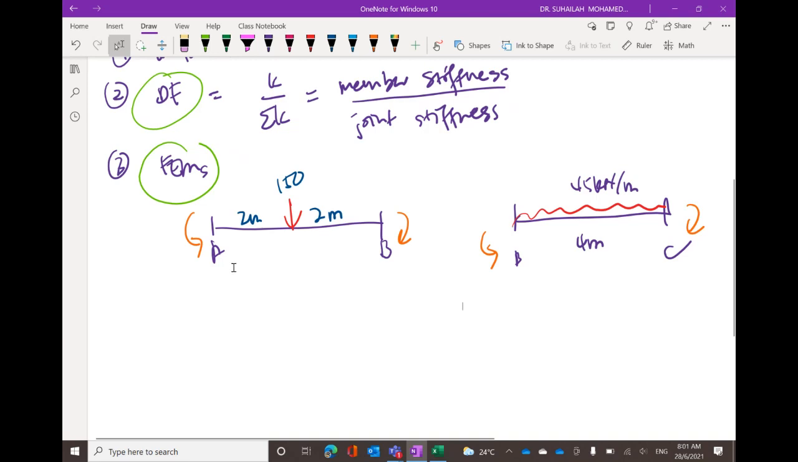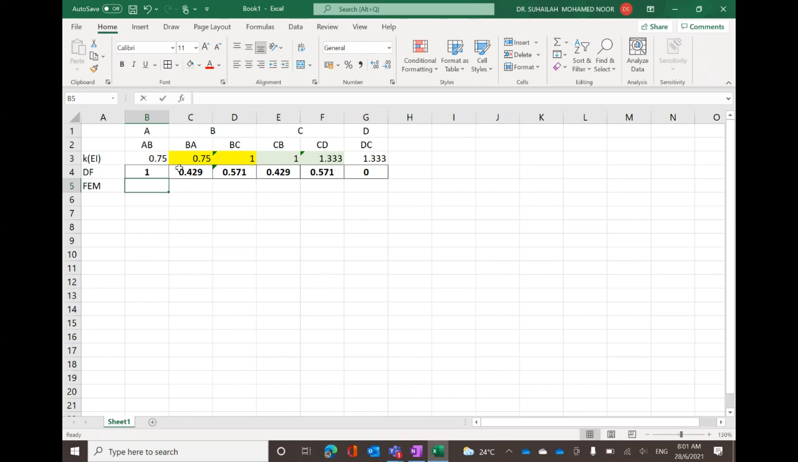For AB, we have a 150 point load. The length is 4 meters, so we will use PL over 8 for the moment. For the sign, FEMAB is negative because it is opposite with the sign convention. Our sign convention is clockwise. So FEMAB will be negative and FEMBA will be positive. It is PL over 8, P is 150 times L is 4, divided by 8. Don't forget to put negative.